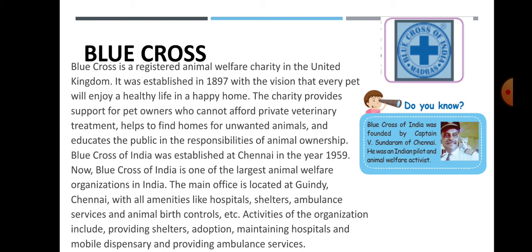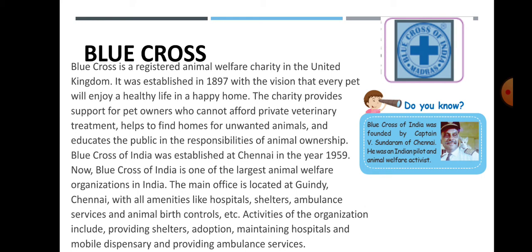This one educates the public in the responsibility of animal ownership. So it doesn't leave you at all. There are some activities in this association also. One of the activities is providing shelter for these animals, adoption, and maintaining hospitals and mobile dispensaries. Ambulance services are also provided by Blue Cross. As you can see, I keep on talking about Blue Cross being in the United Kingdom.